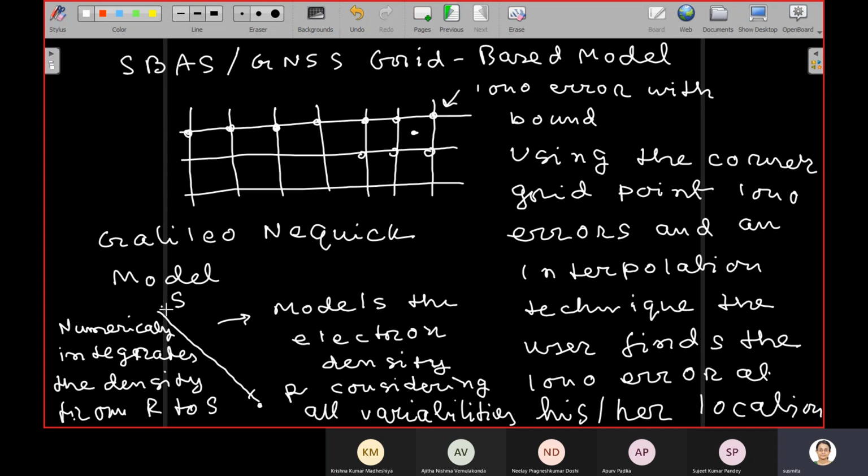Okay, so naturally it is much more accurate than the Klobuchar model. The grid-based model is also more accurate because the satellites transmit the ionospheric errors at different grid locations, and this can be updated by the control segment and uploaded to the satellites. So both models, the SBAS grid-based and NeQuick model, are much more accurate than the Klobuchar model. But Klobuchar is a very simple model. Okay?